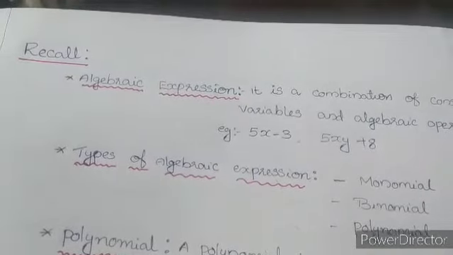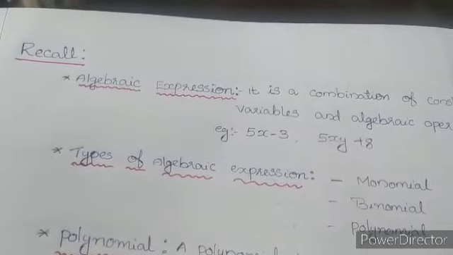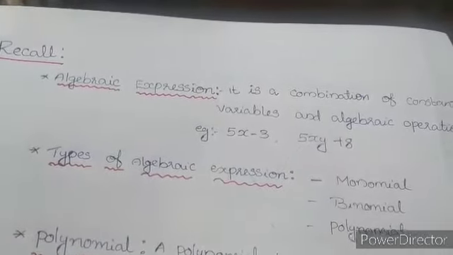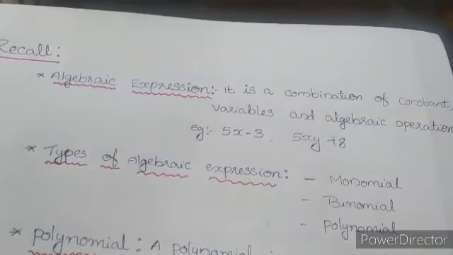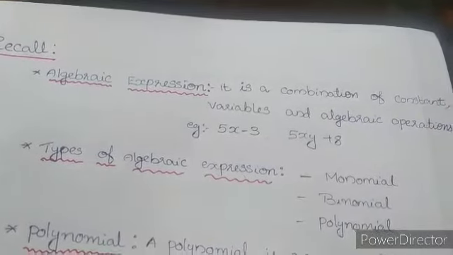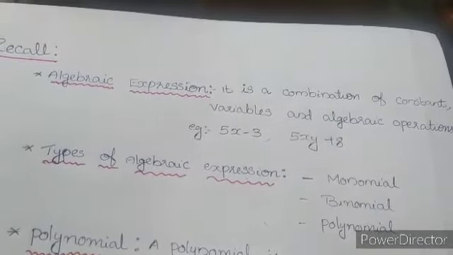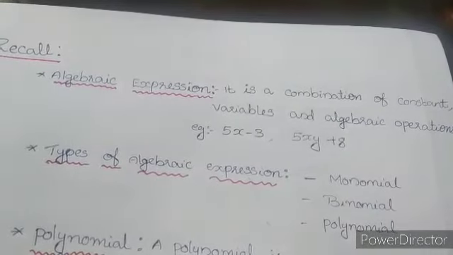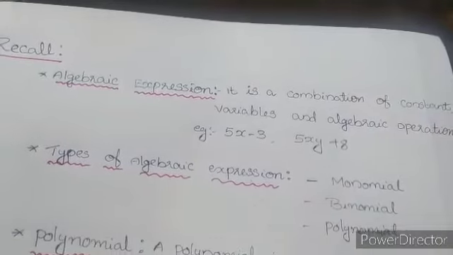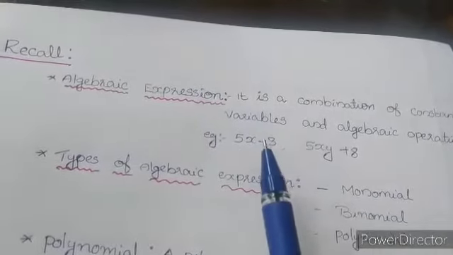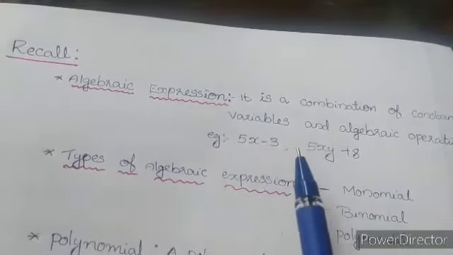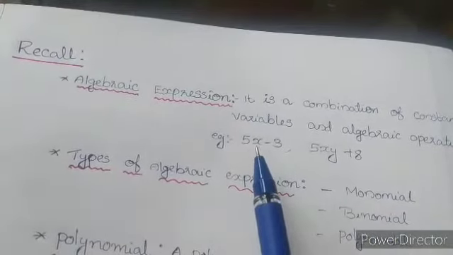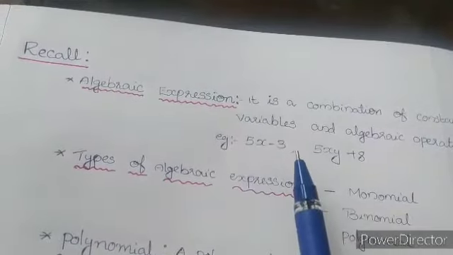First one is algebraic expression. What is an algebraic expression? It is a combination of constants, variables and algebraic operations. What are the algebraic operations? Multiplication, division, addition, subtraction, exponent. See, here examples are 5x minus 3, 5xy plus 8. Here x is the variable, 5 is the coefficient and 3 is the constant.